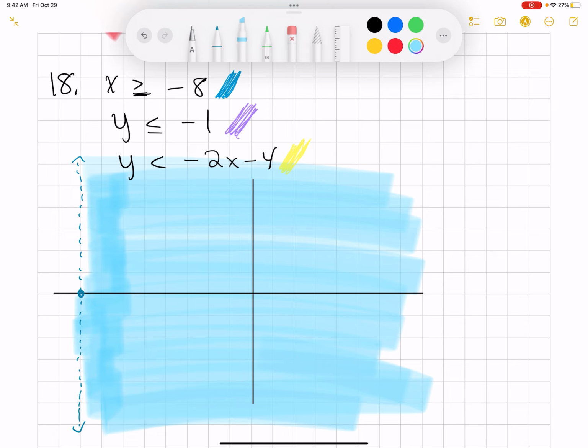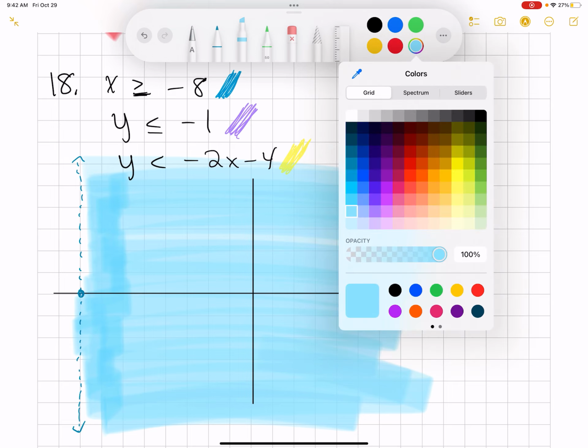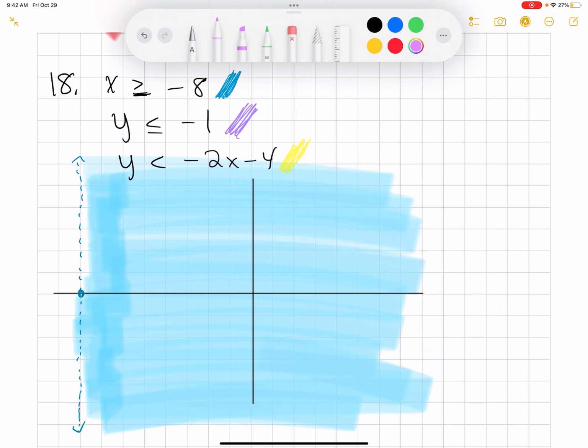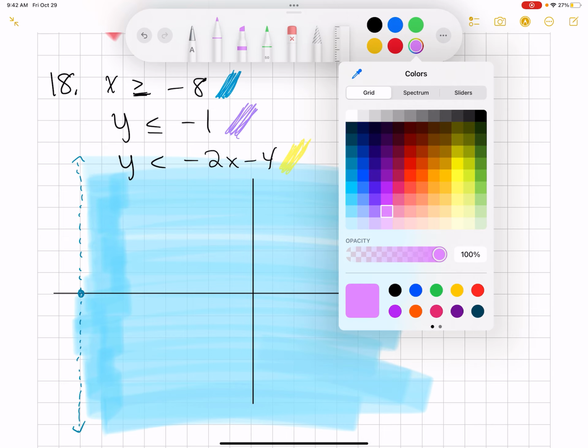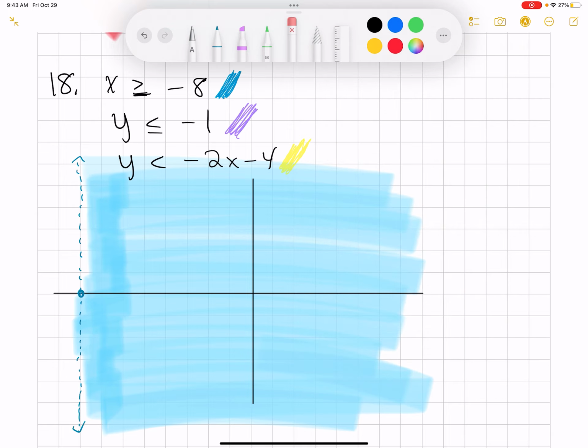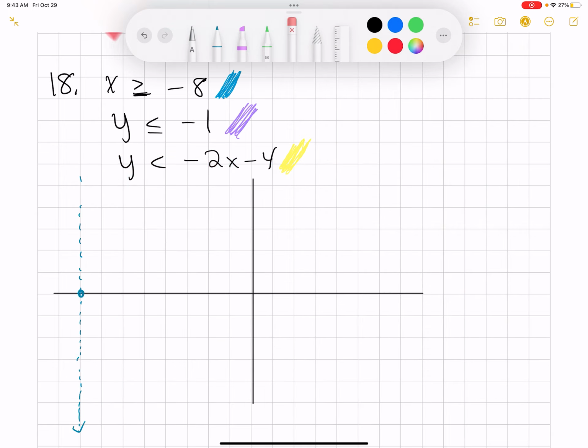All right, then I've got y less than or equal to negative 1. So we mark -1 on the y. Wait, shouldn't the first one be solid? Yeah, it should be solid. Let's go. It's easier to fix a dotted to solid, but we're just gonna start over. Just gonna start it. Seemed easier.